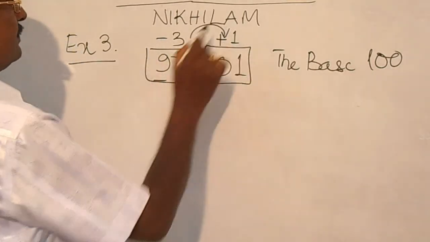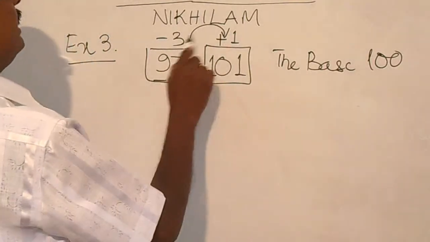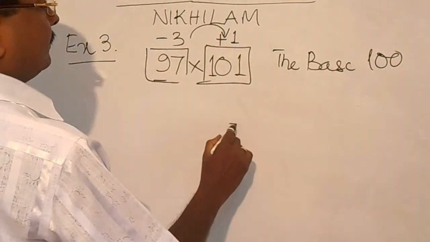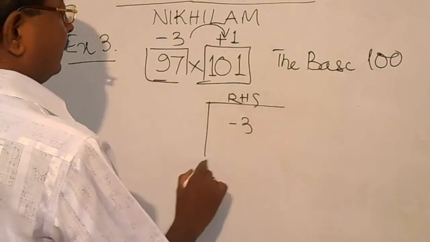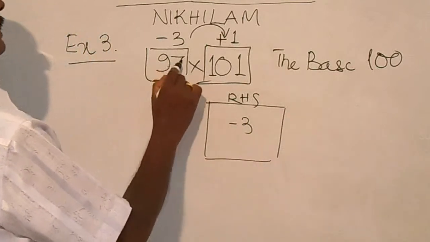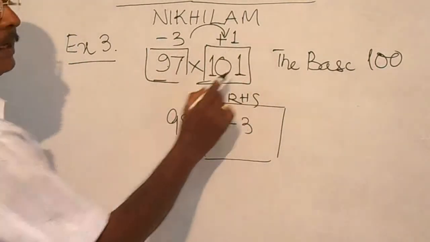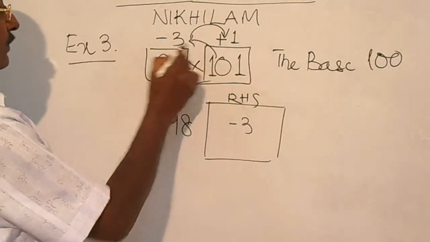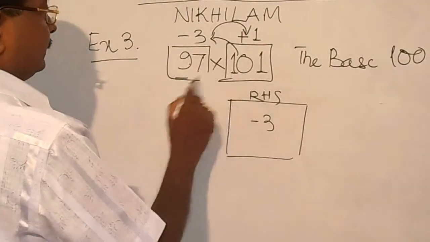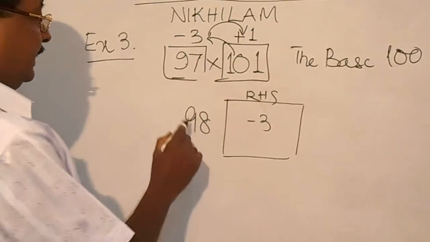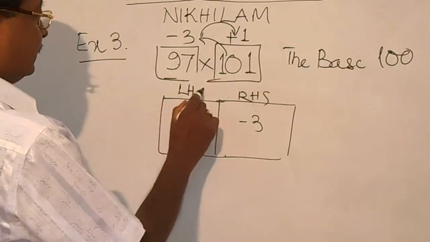Let us multiply the shortfall and the excess. Minus 3 into plus 1 is minus 3, forming the RHS. Next, 97 plus 1 is 98, or 101 minus 3. Crosswise, we have to subtract or add depending on the sign. So 101 minus 3 is 98, and 97 plus 1 is 98, forming the LHS.